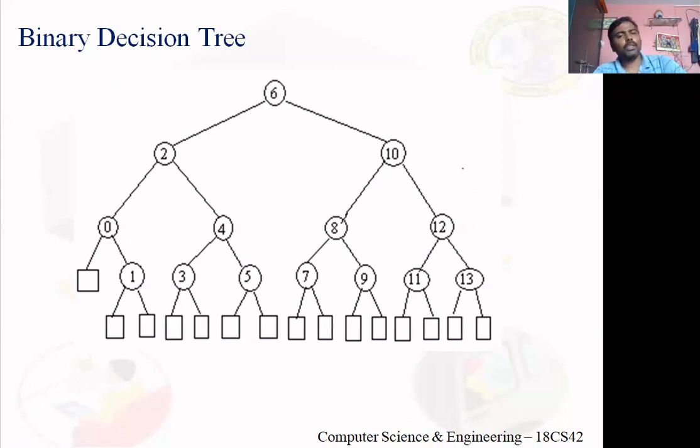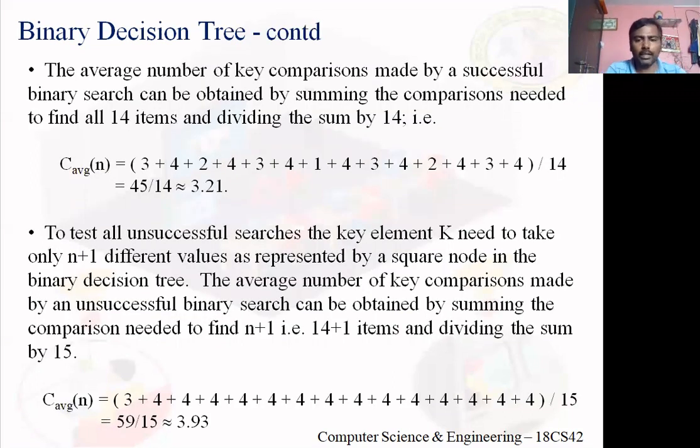So we'll see at the last line: C average of n is 3 plus 4 plus 4 plus 4, and how many times am I summing 4 here? 14 times. The 3 is the first unsuccessful possibility, that is, for elements less than the element at index 0, and the rest of the unsuccessful possibilities take 4 comparisons. So here I am summing 4 fourteen times, and 3 one time. When I sum, I get 59. So why am I dividing here by 15? Because there are 15 unsuccessful possibilities.